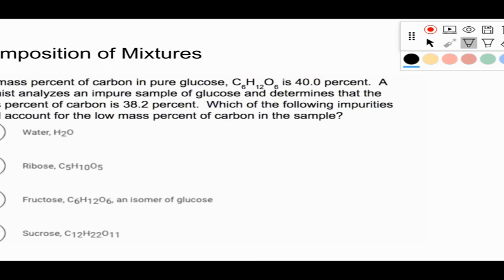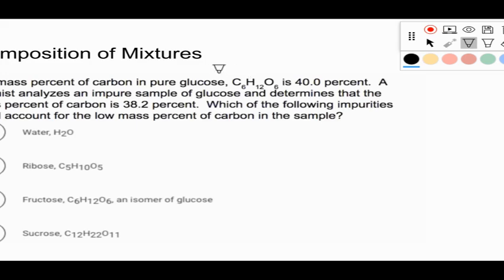So it says the mass percent of carbon in pure glucose, C6H12O6, is 40%. A chemist analyzes an impure sample of glucose and determines that the mass percent of carbon is 38.2%. Which of the following impurities could account for the low mass percent of carbon in the sample? So this is going to challenge your understanding of what mass percent means.